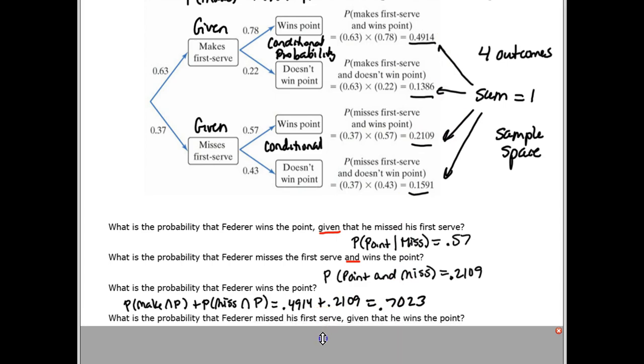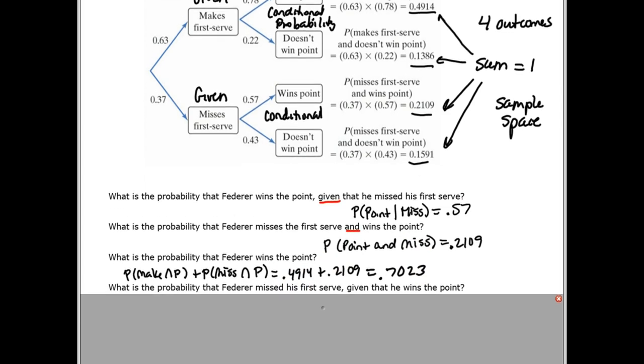Last question. What is the probability that Federer missed his first serve given that he wins the point? Now I want you to notice that that is a different question than the first question, which is what is the probability that Federer wins the point given that he missed his first serve. This is the probability that he missed his first serve given that he wins the point.